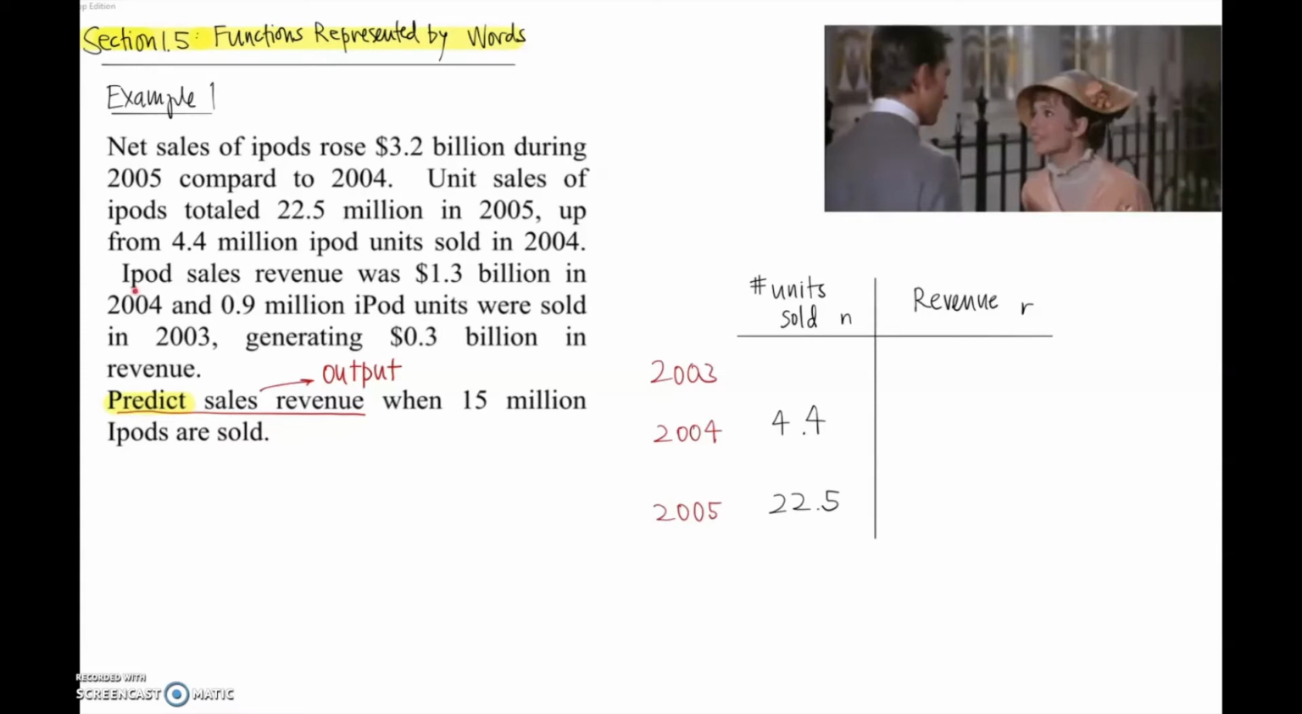Okay, the next sentence has a bunch of info too. iPod sales revenue was 1.3 billion in 2004. Great. Okay, so revenue in 2004 was 1.3 billion. And right now we're going to go up here and indicate that this is in billions, revenue, sorry, and then units sold, this is going to be in millions, these numbers.